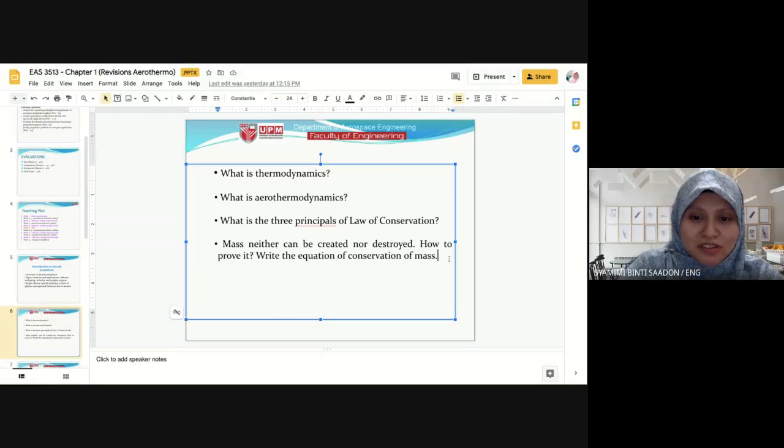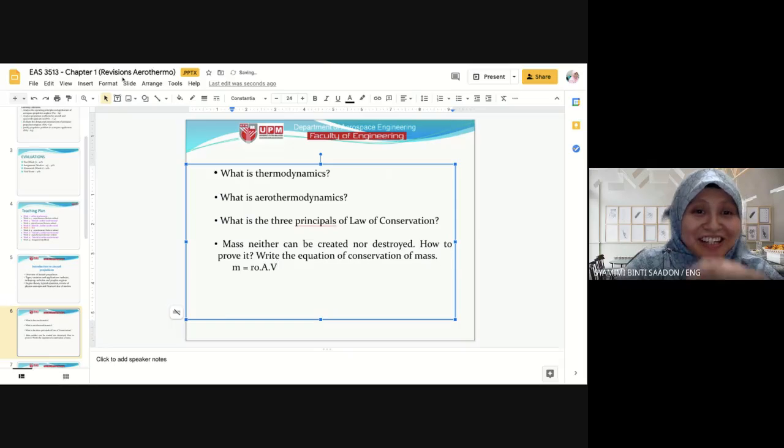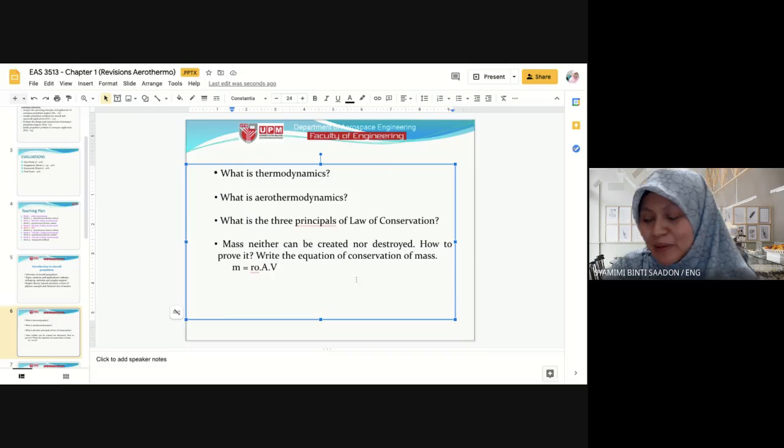That is actually the difficult part. M dot equals rho A V. So it is the mass flow rate. Okay, thank you. So the unit is kilogram per second.